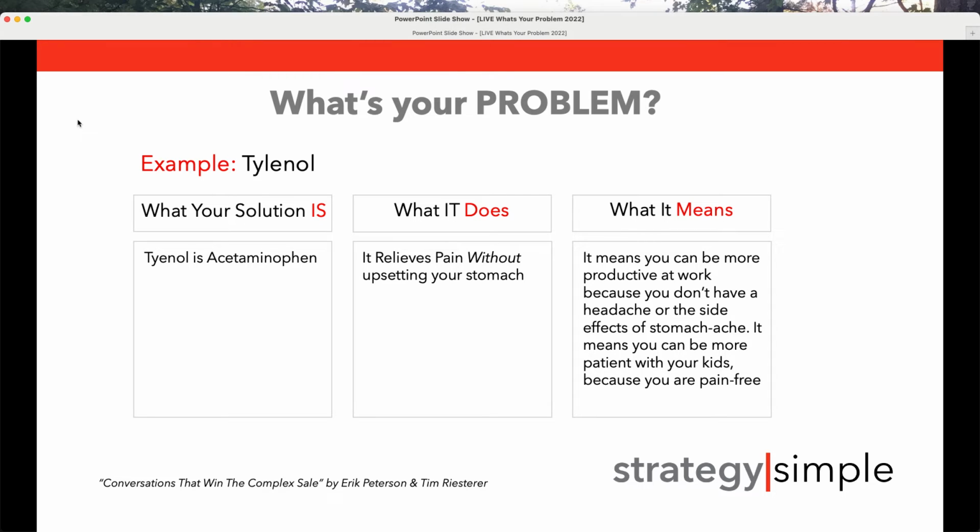What it means is that you can be more productive at work because you don't have a headache or the side effects of a stomach ache. And if you're a family person, it means you can be more patient with your kids because you're pain-free, right? You're not dealing with a stomach ache and you're not grumpy. All right, so that's kind of a lame one.